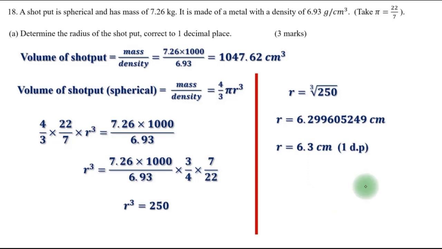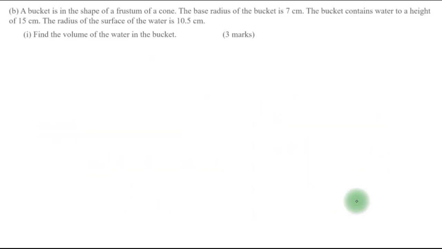Then part B. A bucket is in the shape of a frustum of a cone. The base radius of the bucket is 7 centimeter. The bucket contains water to a height of 15 centimeter. The radius of the surface of water is 10.5 centimeter. So find the volume of the water in the bucket.